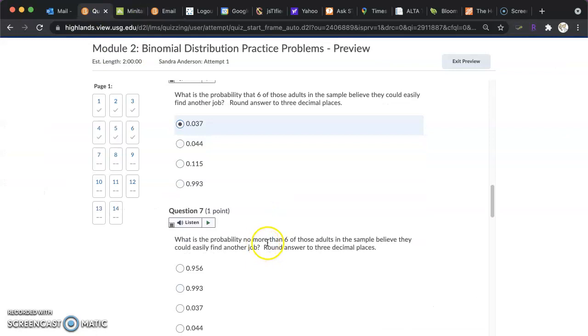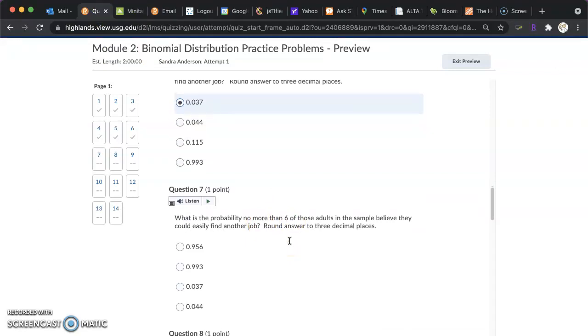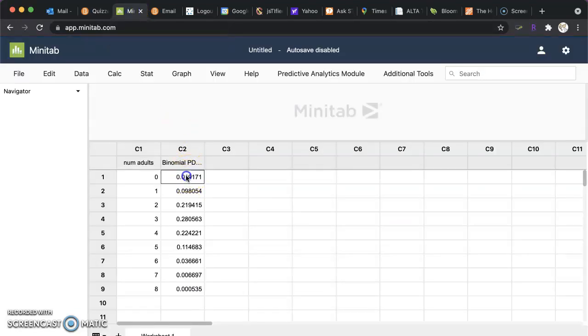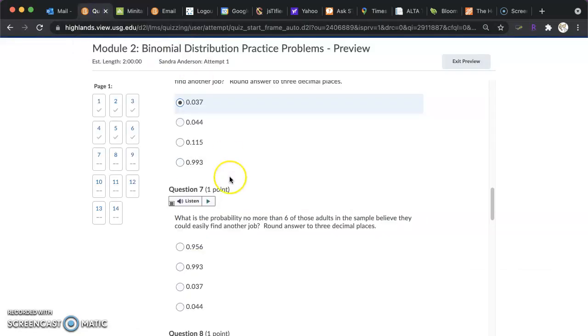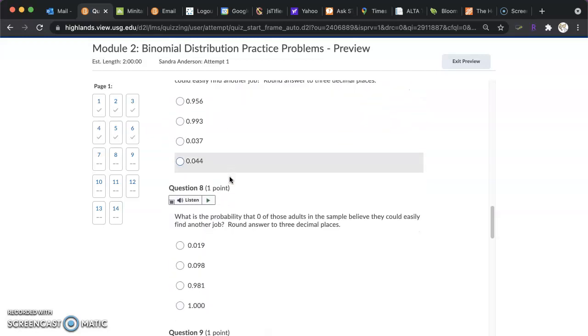What is the probability of no more than 6? That means it can't be 7 or 8, and it's everything below that. So for no more than 6, you're going to total all of these numbers and choose that answer. Be careful totaling those up. That was no more than 6.